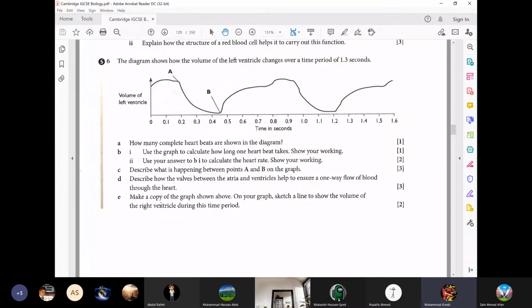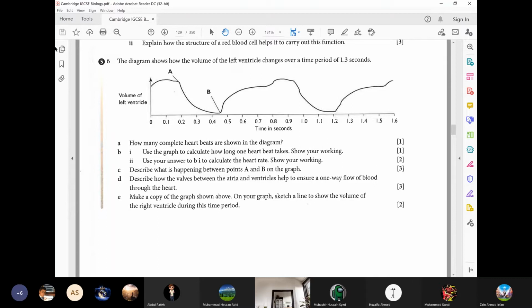Now, make a copy of the graph shown above on your graph. Sketch a line to show the volume of the right ventricle during this time period. Now, boys, you know that the right ventricle pumps the blood to the lungs only, right? And the lungs are not far. And the right ventricle walls are thinner than the left ventricle walls. Right, boys?